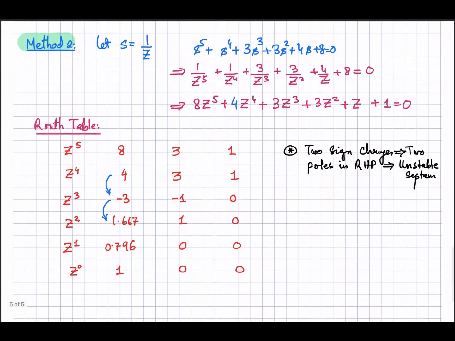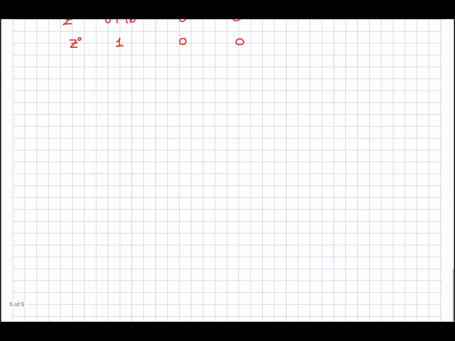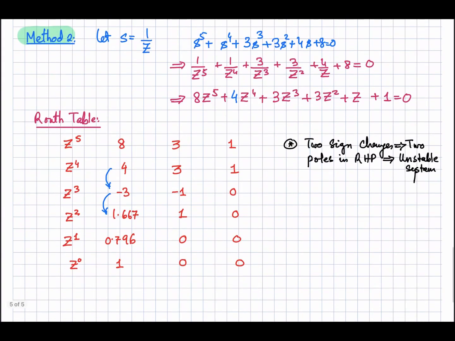If we use the second method, we replace s with 1 by z, and you will get this polynomial. If you develop the Routh table, again you will observe positive to negative and then to positive, so two sign changes. It means there are two poles in the right half plane and the system is unstable. So either you can use the first method or the second method to look at the stability of your system.